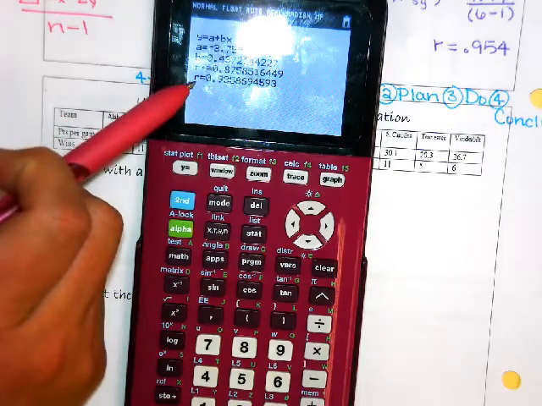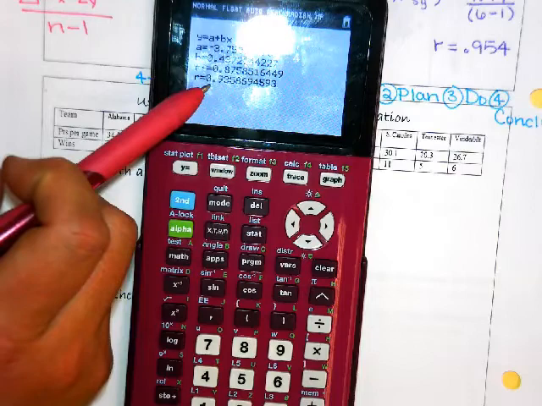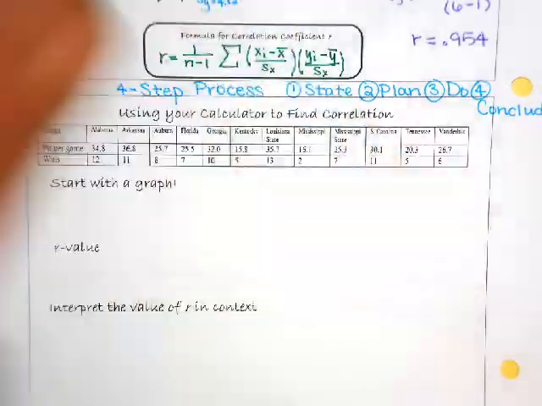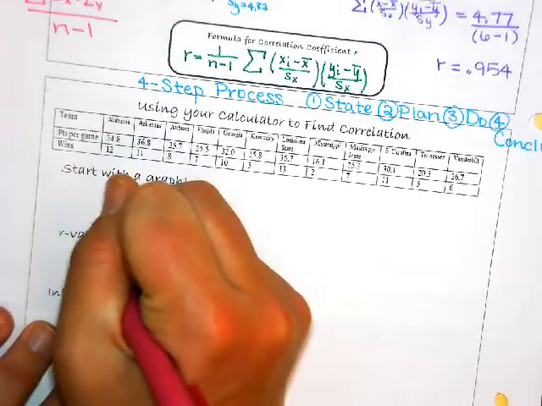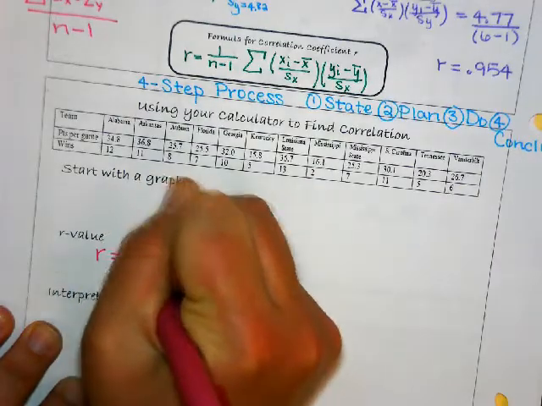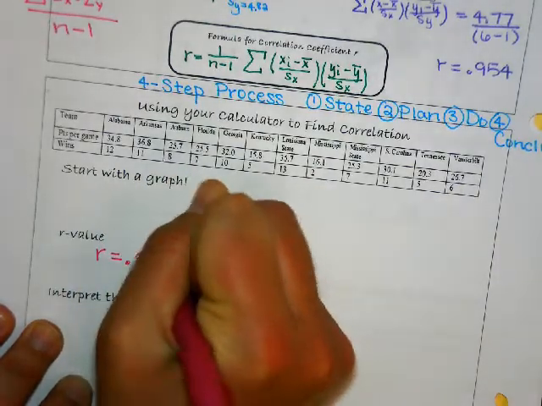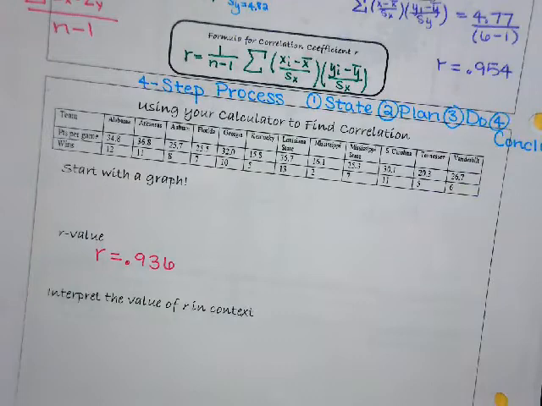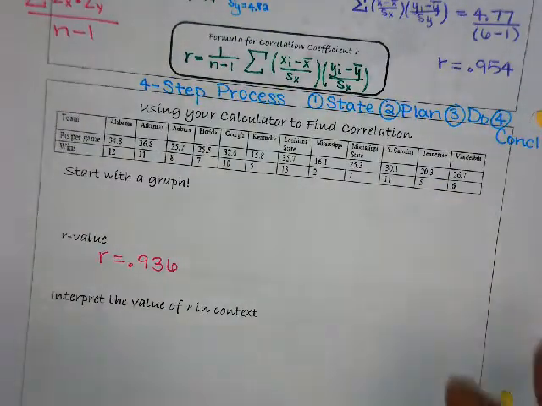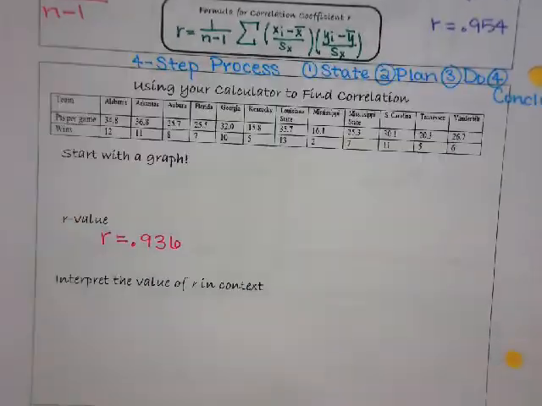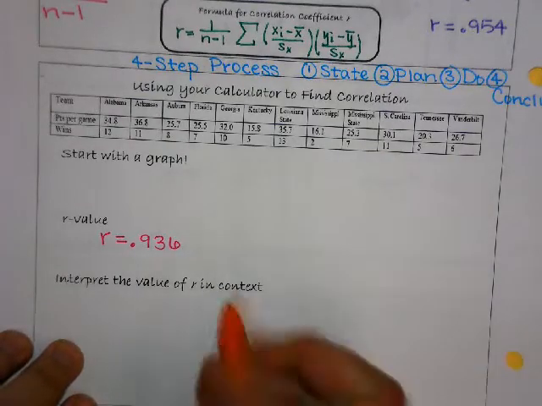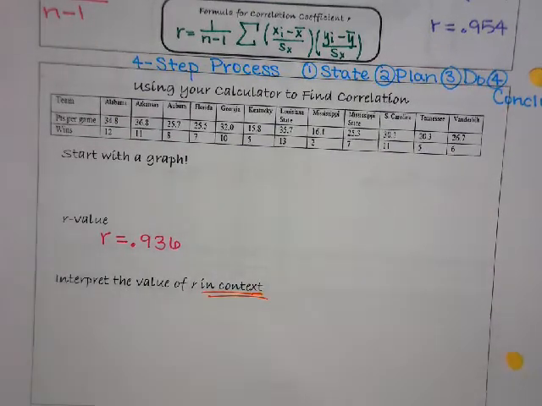And then you guys are gonna, by the end of this unit, hate it. We're gonna interpret a lot, okay? So you have to be able to interpret the value of R in context. Don't just tell me that an R value of 0.936 is fairly strong. That's not an interpretation, I know that. You have to tell me what it means in the context of the problem.